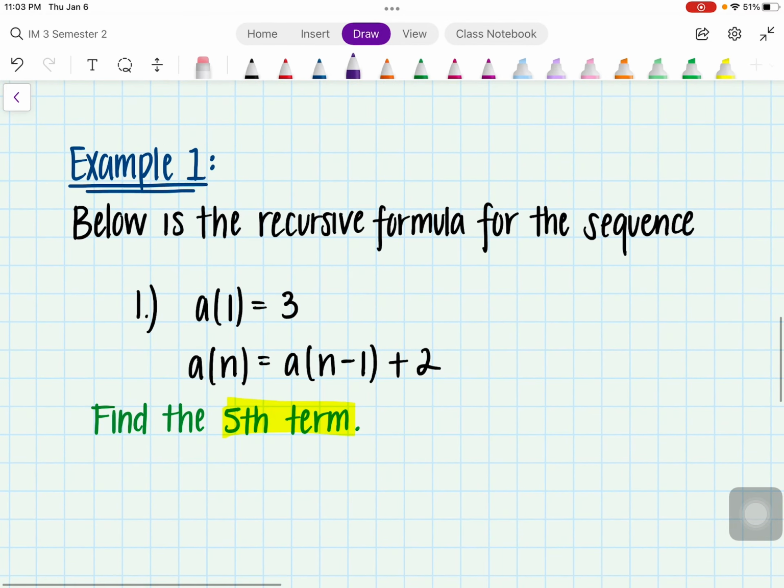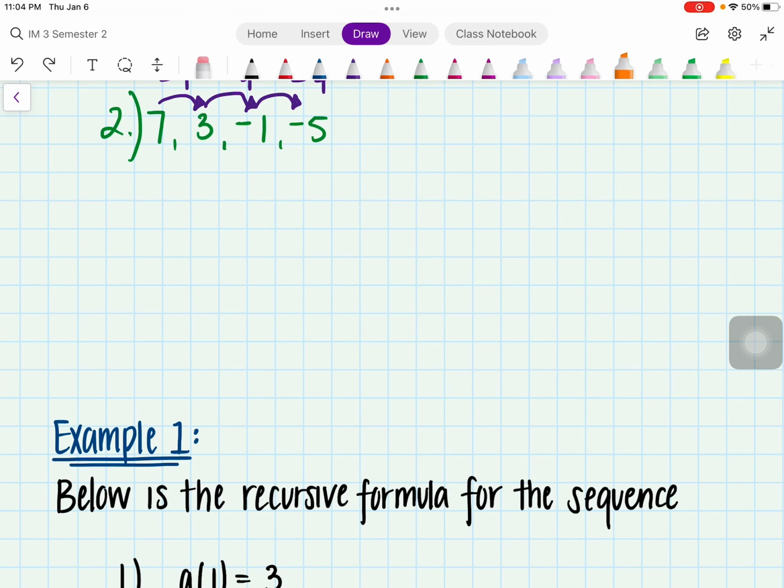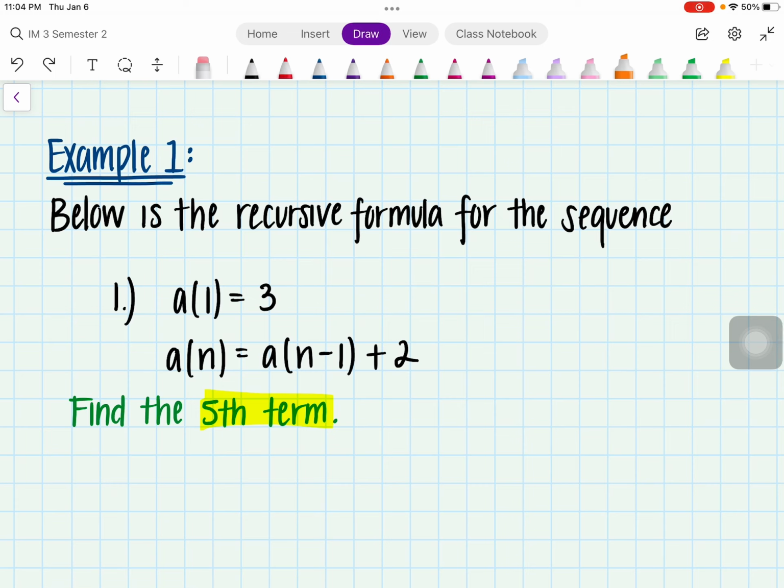So let's go ahead and check this out, guys. Let's get started here first with example 1. It says below is the recursive formula for the sequence. And we have A1 equals 3 and An equals A(n-1) plus 2. Now, the first thing they're telling you here, A1, these A's, all the A's you see here, do change based on whatever is given to you. It could be a B, it could be a C, it could be an X. It really doesn't matter. So, in this case, the first thing they're giving you, A1, represents the first term.